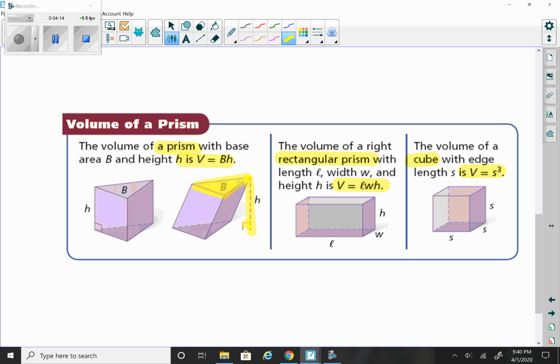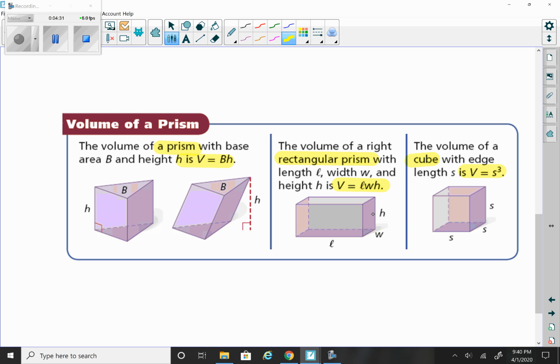Again, the height is always going to be perpendicular to your base. The second formula there is the volume of a rectangular prism. Again, the base of a rectangular prism is a rectangle, which is length times width. That is your base times the height. So again, length times width times height. I'm sure you have seen that formula before.